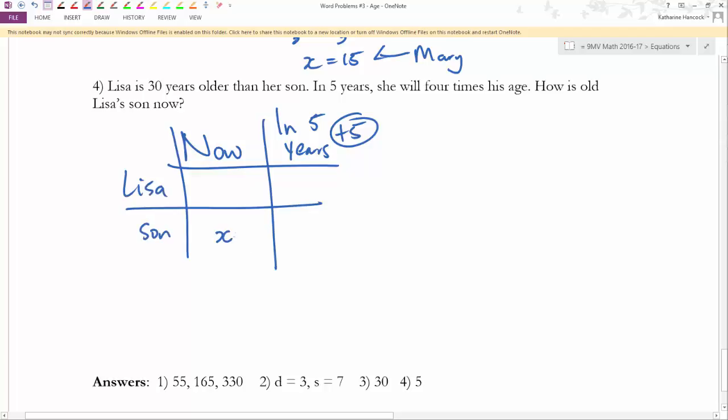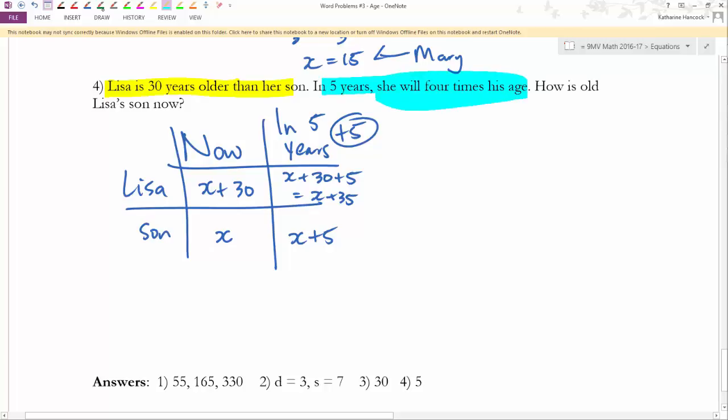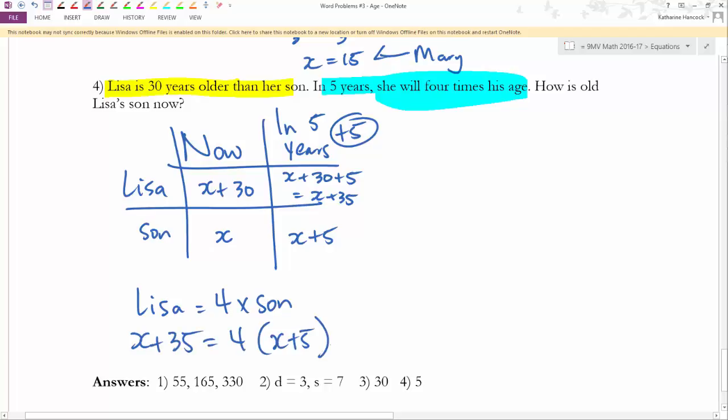The son's obviously younger. And it says Lisa is 30 years older than her son, and that's going to be x plus 30. So in 5 years, it's going to be x plus 30 plus 5, which is x plus 35. And the son will just be x plus 5. In 5 years, she will be 4 times his age. That's the important part. So we know that Lisa equals 4 times the son. We can write that as x plus 35 equals 4 times (x plus 5).